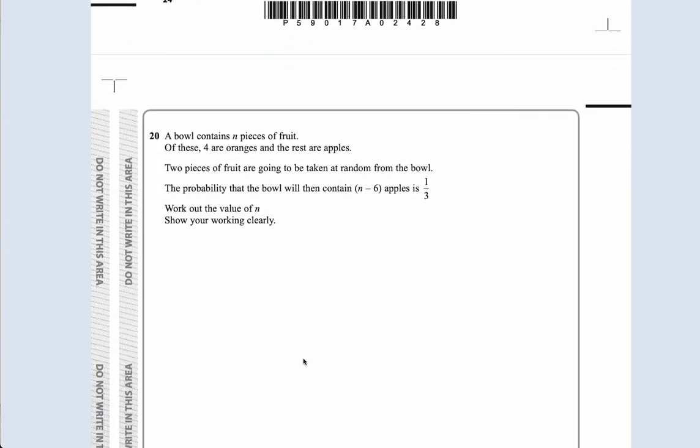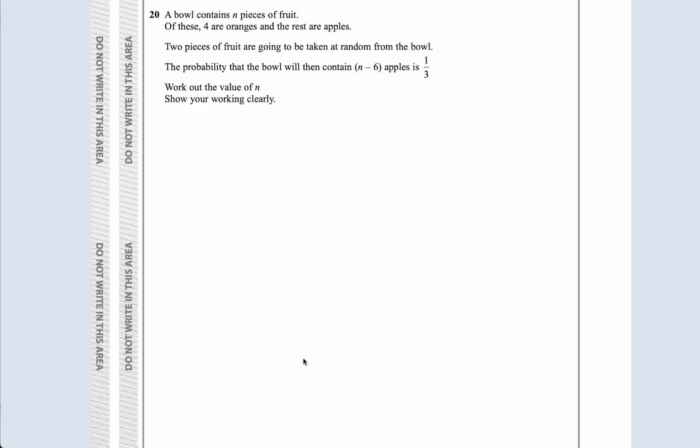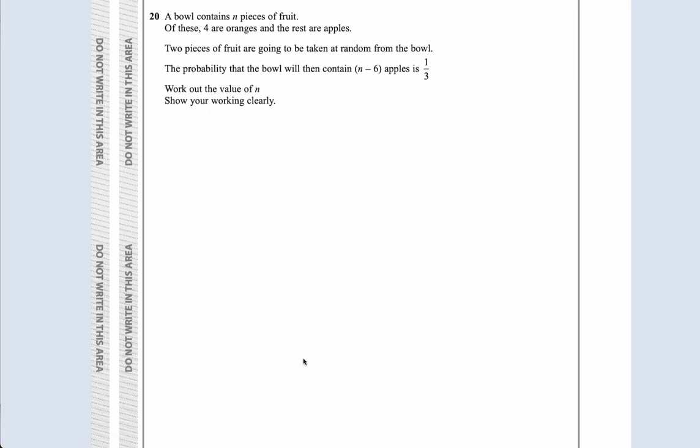Okay, question 20. A bowl contains n pieces of fruit. Of these, 4 are oranges and the rest are apples. 2 pieces of fruit are going to be taken at random from the bowl. The probability that the bowl will then contain n minus 6 apples is 1/3. Work out the value of n.